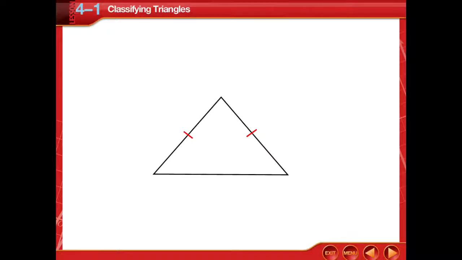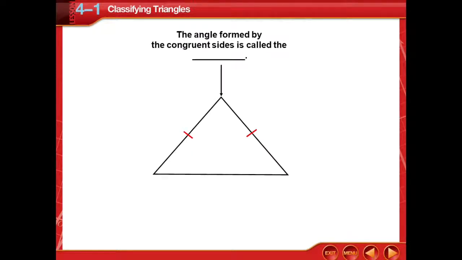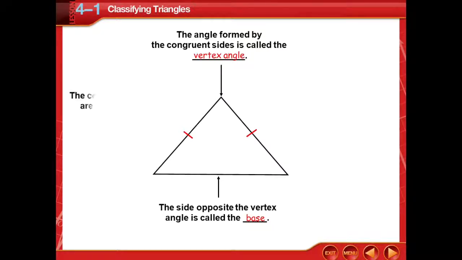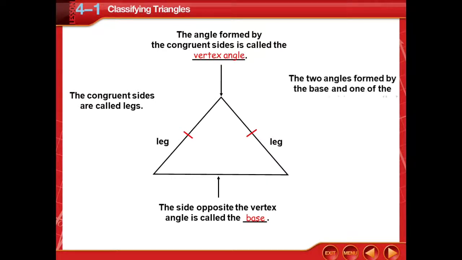Here is an isosceles triangle. The angle formed by the congruent sides of an isosceles triangle is called the vertex angle. The side opposite the vertex angle is called the base. The base is also the side that is not congruent. The congruent sides are called legs. The base is the side, therefore, that is not congruent. And the two angles formed by the base and one of the congruent sides are called the base angles. This is for an isosceles triangle.